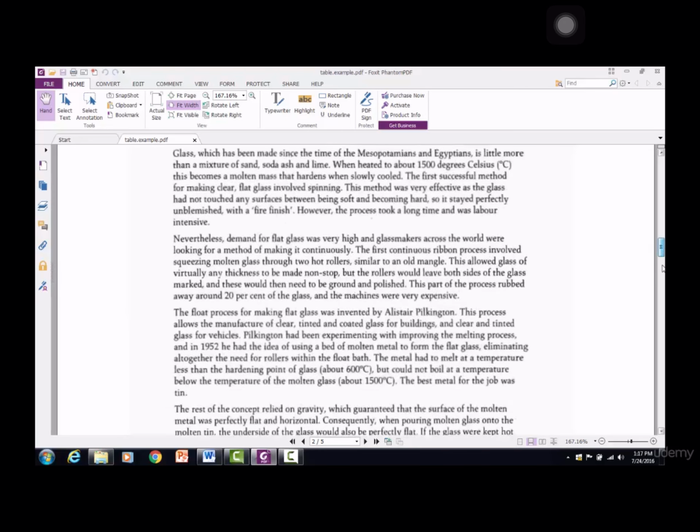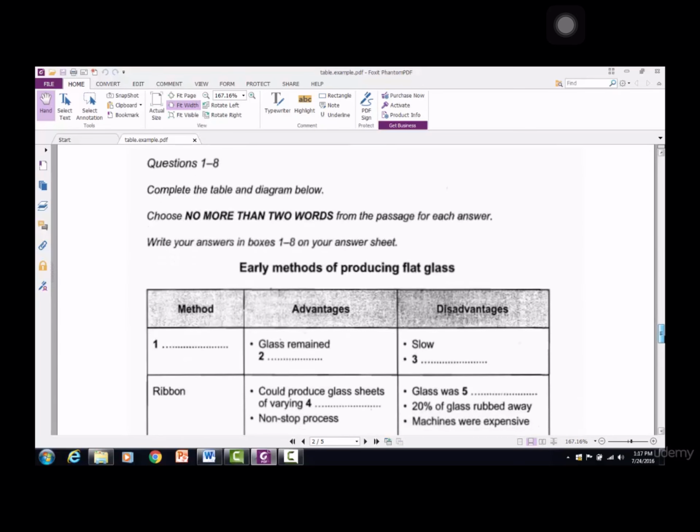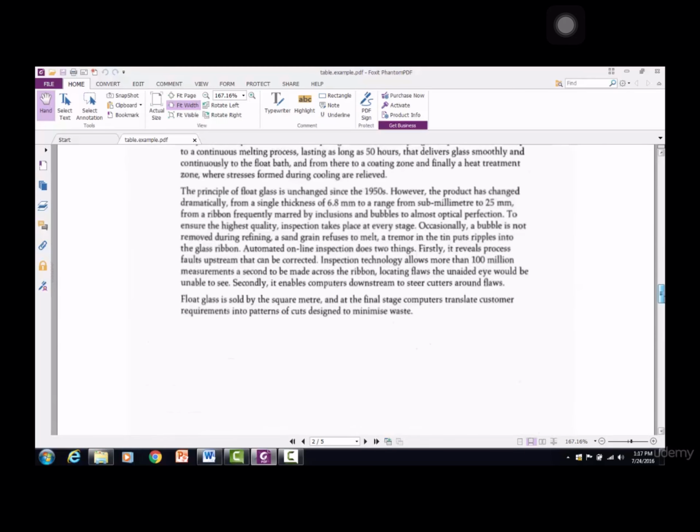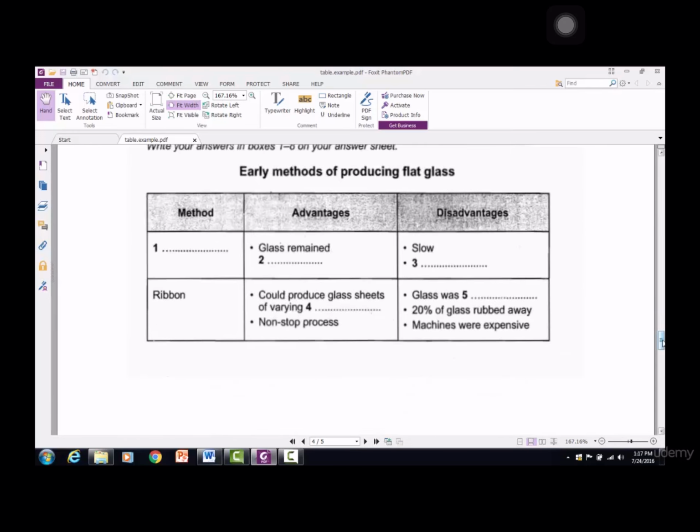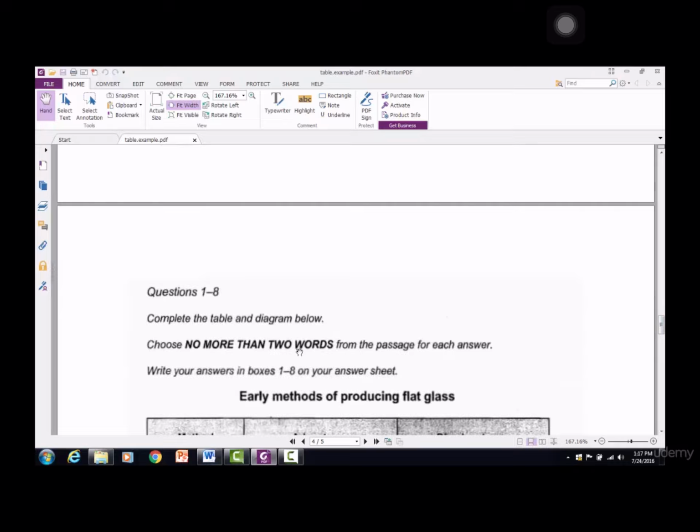Unblemished. I could write perfectly unblemished because it says I could write 2 words. Right? It says I could write 2 words. So I could write perfectly unblemished, but you don't have to write that adverb. You can just write unblemished.